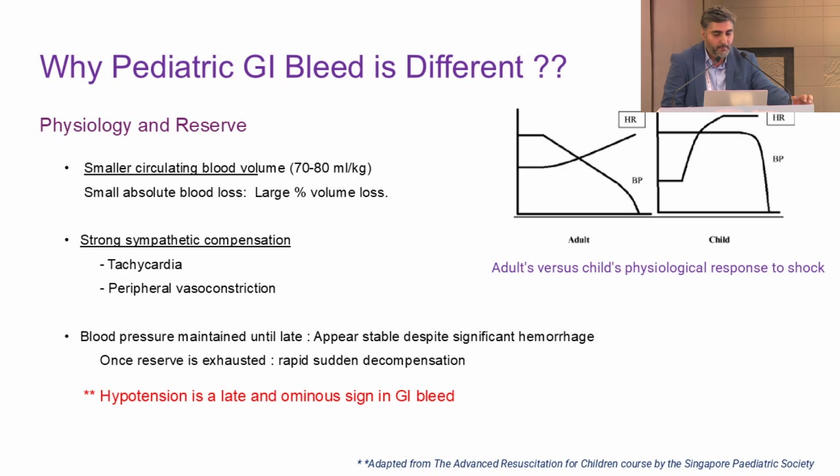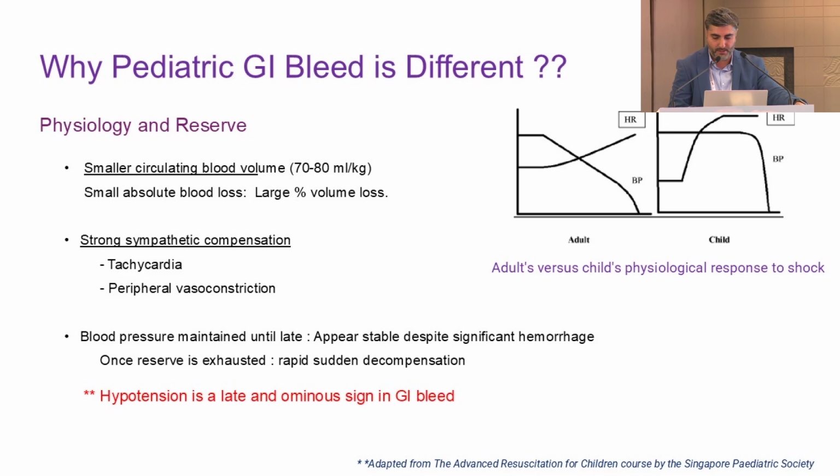And the child may appear deceptively stable despite significant or ongoing hemorrhage. But once this reserve is exhausted, they undergo a rapid, sudden decompensation. So hypotension is a late and ominous sign in GI bleed in the pediatric age group. For us as interventional radiologists, this is important because we need to have a low threshold of concern. We need to work in close coordination with the clinical team and have early imaging or intervention before the patient reaches this point.